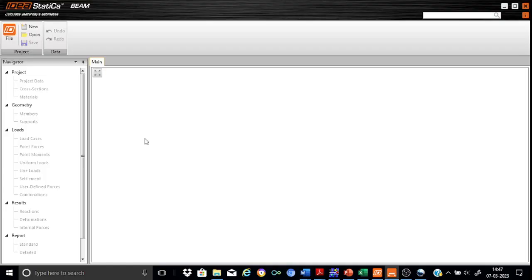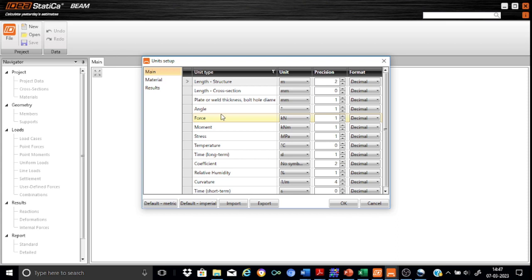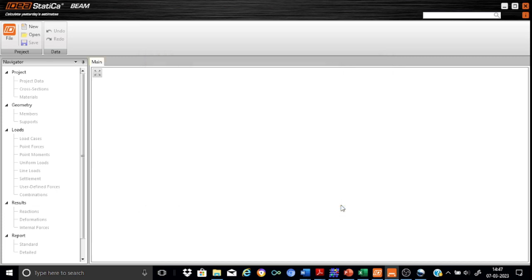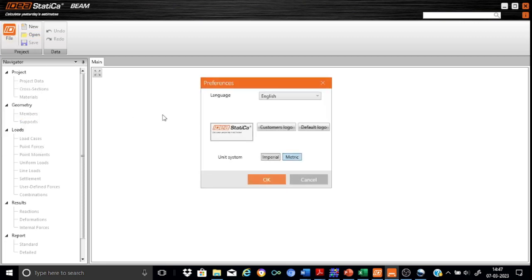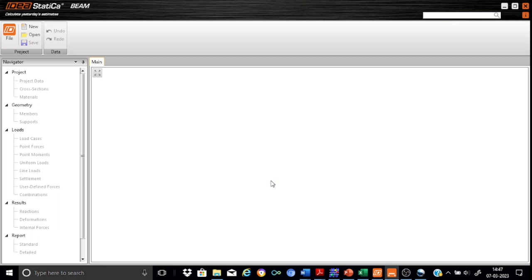Okay, fine. So we are now in the Idea Statica beam module. As usual, please verify the units, whether all the systems of units are accessible to you. Look into the main material and also the results. If you want to make any changes, you can change it. Here we accept the default units. Now we can also look into the preferences. In the preferences, you can select the language and the unit system. You select the metric system of units. That's okay for us, so we can straight away proceed to start a new project.